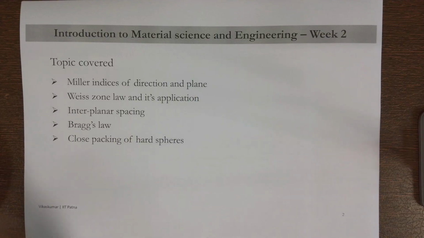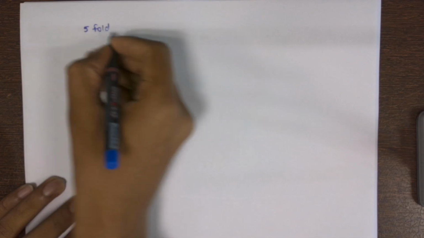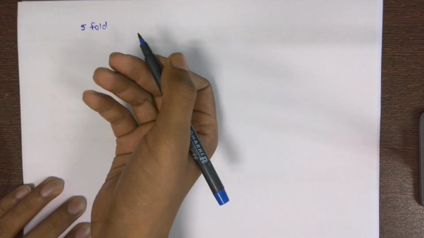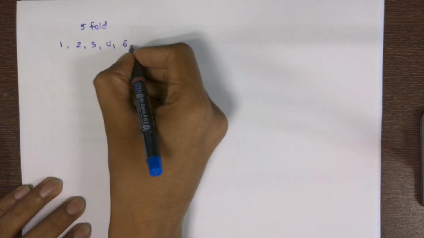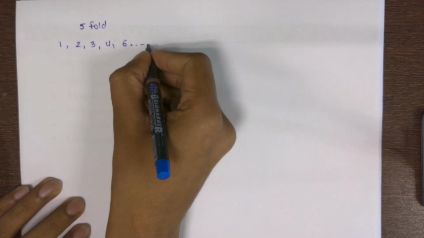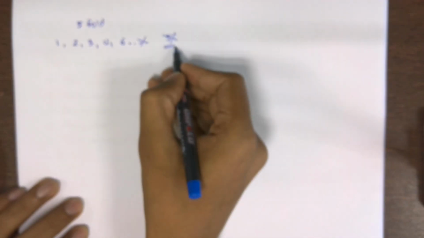Before I start with this week 2, I hope we all remember what we did last week. There was one question from one of you about fivefold. As per the crystallographic restriction theorem, we got to know that only one fold, two fold, three fold, four fold, and six folds are there. The remaining folds are not there, and the five fold is also not there. We were discussing why it is not able to fill the space.